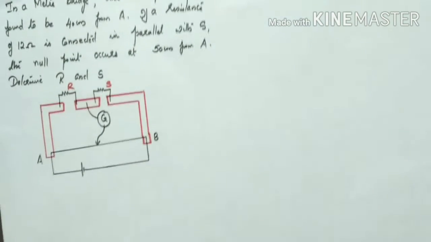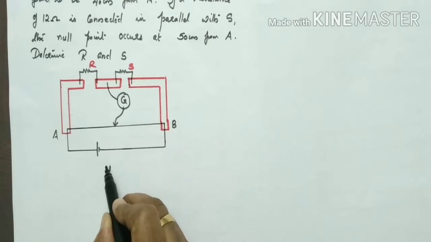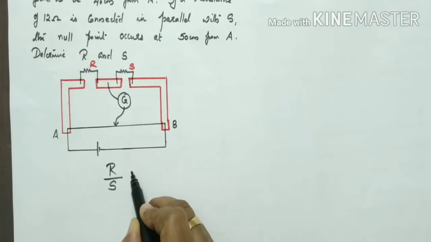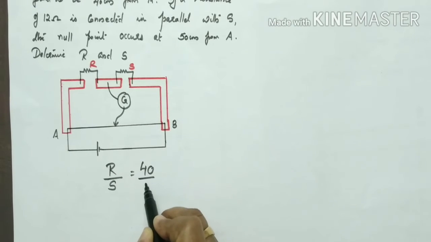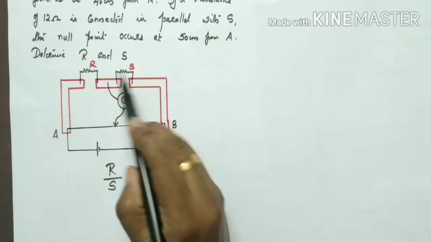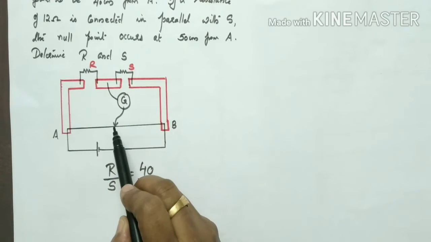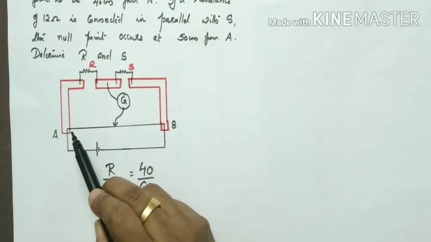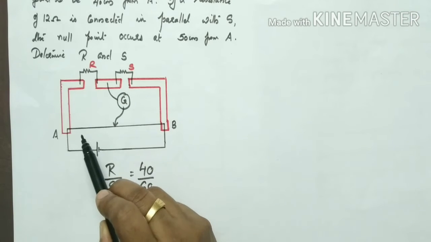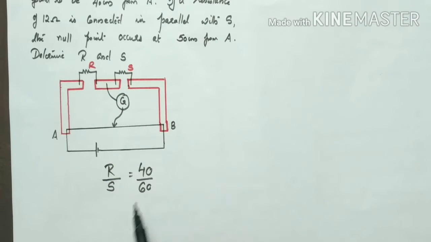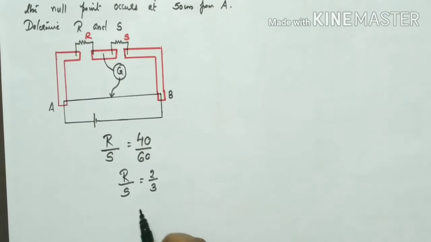So now in the first case we can write R by S is equal to 40 by 60, isn't it? If R is connected here and S is connected here, in the question it is given the balance length is 40 centimeter from A. So this one is 40, so the remaining is 60. So now R by S is equal to 2 divided by 3, or R is equal to 2S divided by 3. That is the equation.